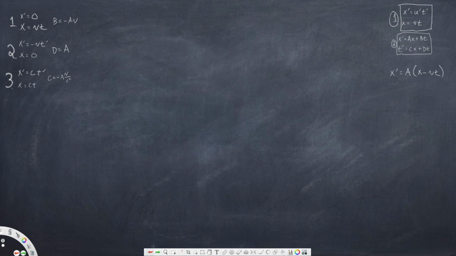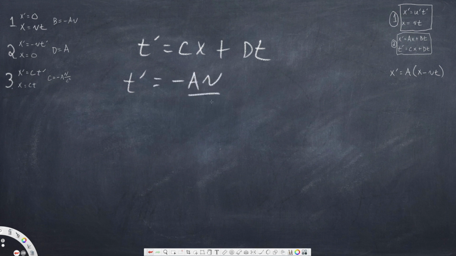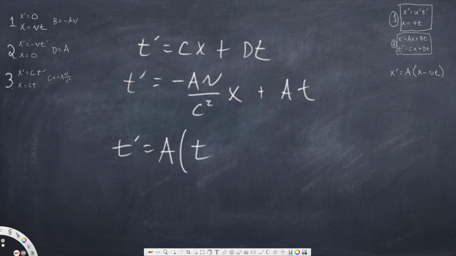And we can do the same thing with t prime. We know that t prime equals c x plus d t. So we know then that that is negative a v over c squared times x plus a times t. We can remove the a, and we will get t minus v over c squared x.